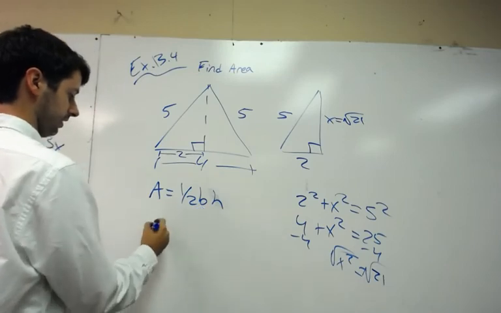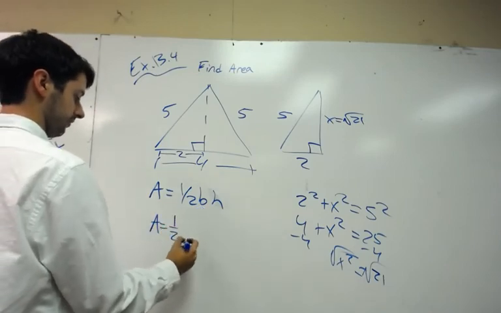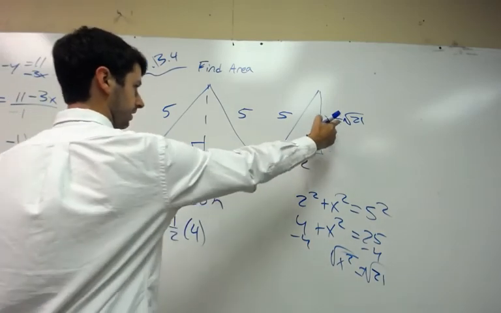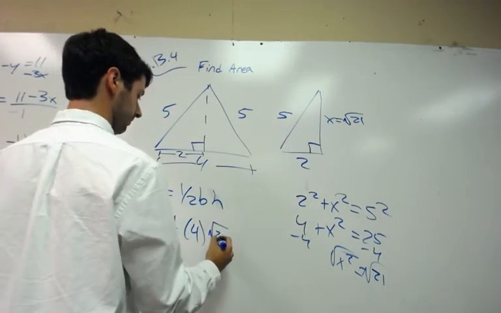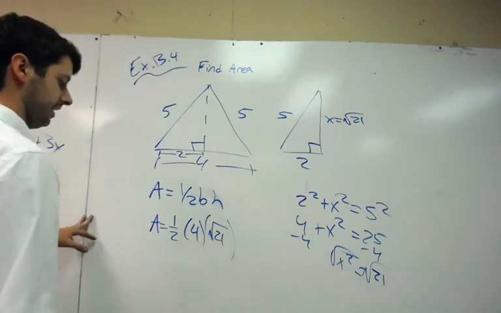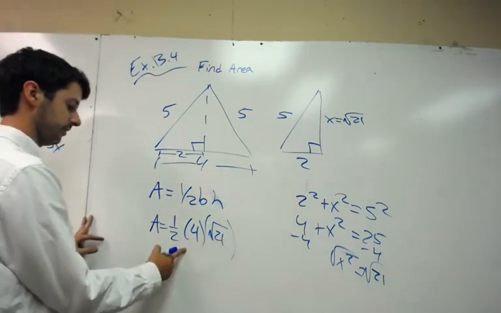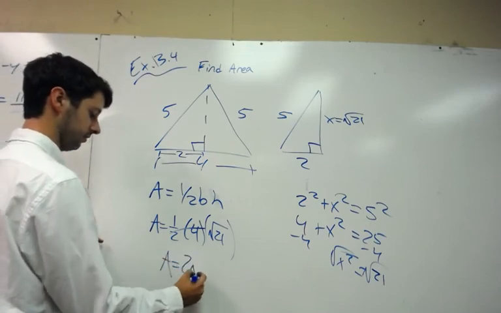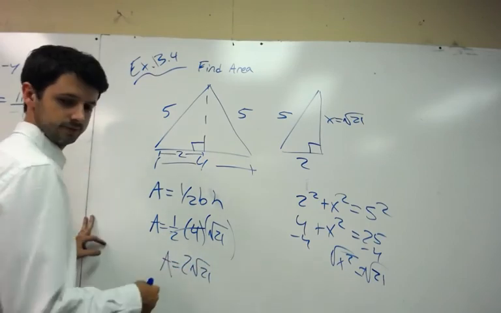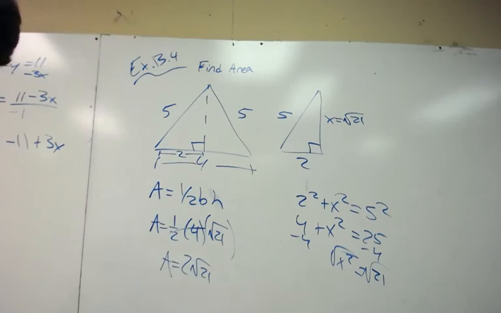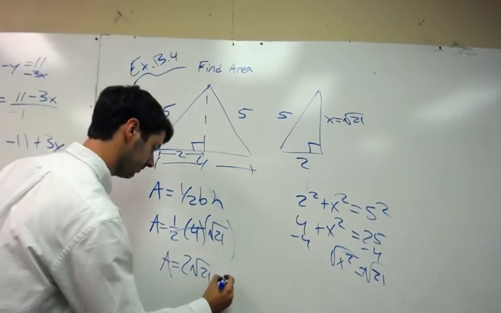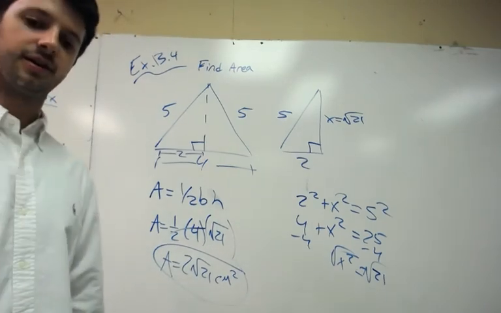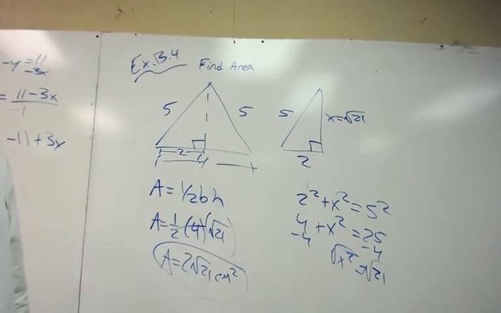So we have area equals 1/2. Base is 4. Height is square root of 21. And we can solve. 1/2 of 4 is 2. So simplified, we can just say the area is 2 radical 21. I don't know, what's the measurement? Centimeters squared. And that is how you solve for the area of an isosceles triangle. And that is the end of lesson 13.